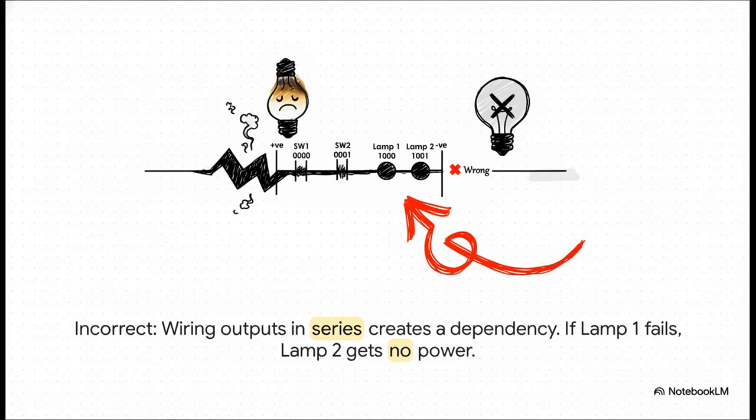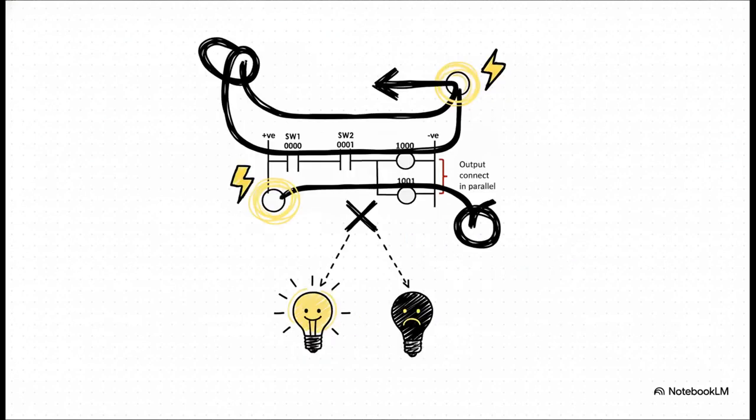The PLC logic works the same way. It creates this weird dependency that's just a recipe for unpredictable problems. The right way to do it is to use parallel branches. You see how the logic from the inputs splits off here. It creates two totally independent paths to the outputs. One branch controls the first lamp, and a separate parallel branch controls the second one. So now both lamps are controlled by the same condition, but they work independently. One can fail, and the other one keeps on working. That is robust, reliable design.